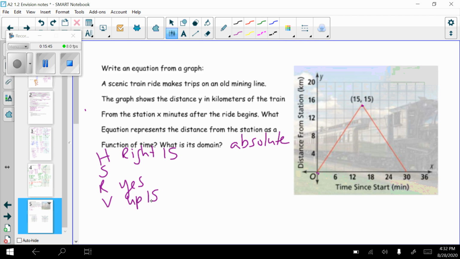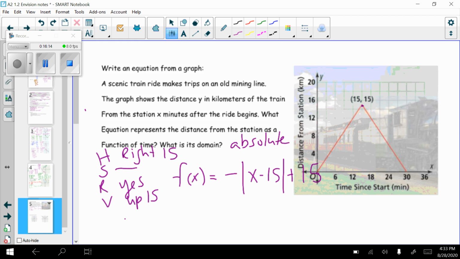I can see that down 1 over 1, down 1 over 1, those points are going to be on there, so there was no stretch or shrink. So the new function of this graph, f of x, equals negative on the outside because of the reflection, absolute value, it went right 15, so x minus 15, and then up 15, plus 15. So that is the equation of this graph.